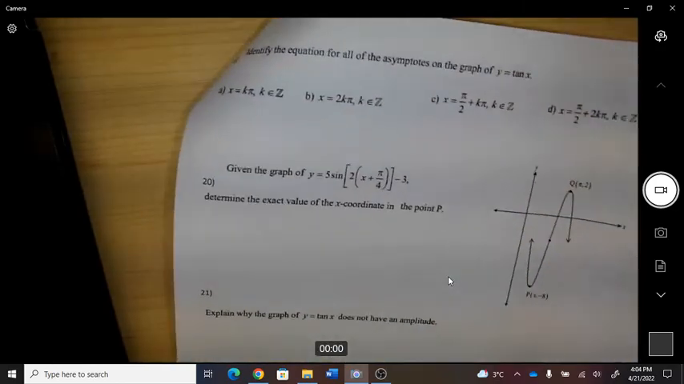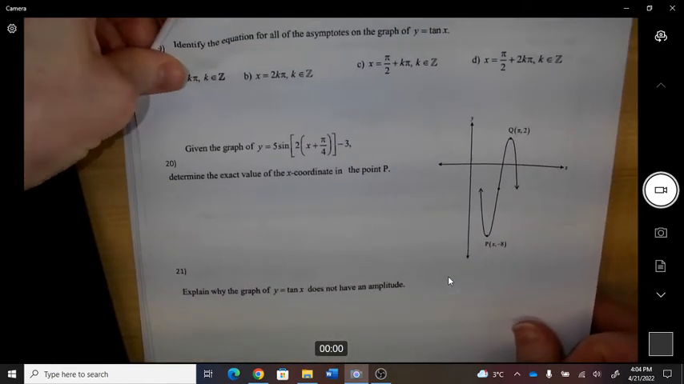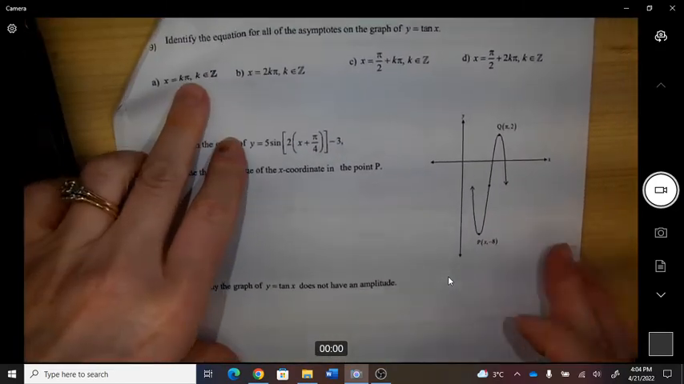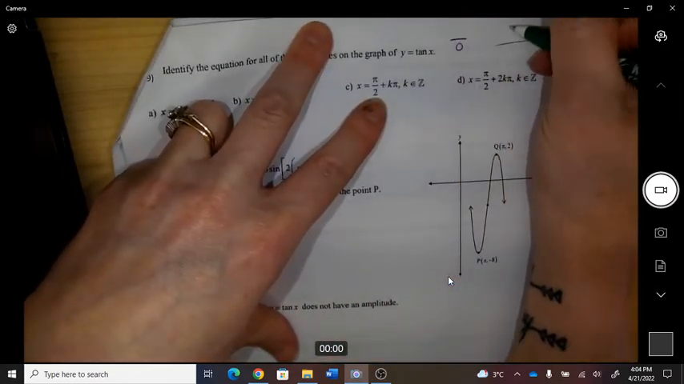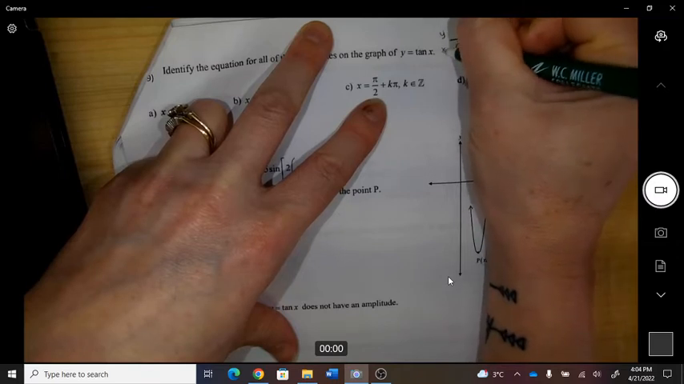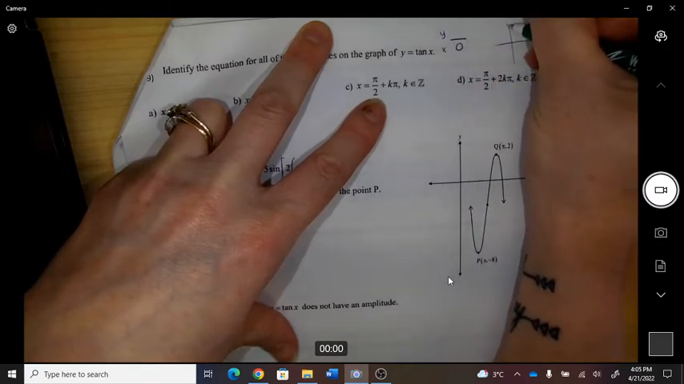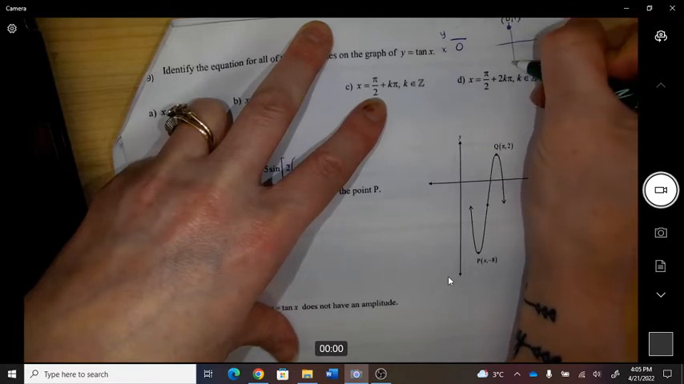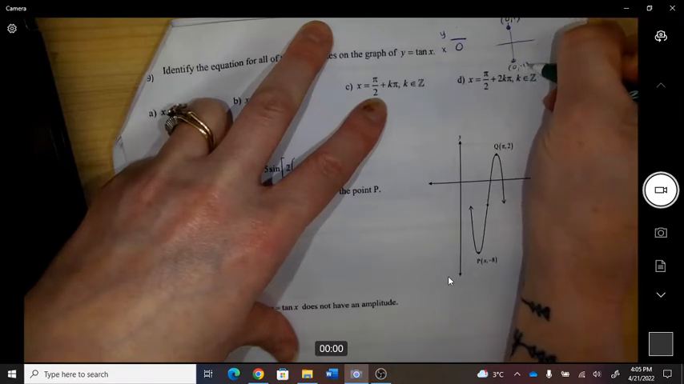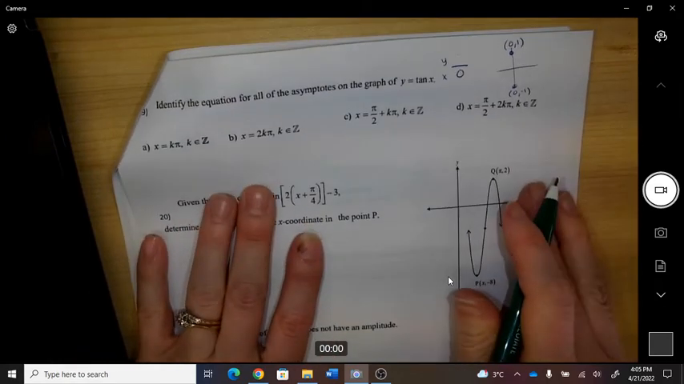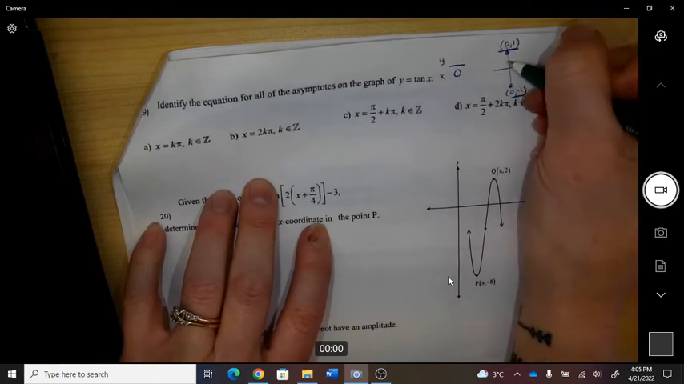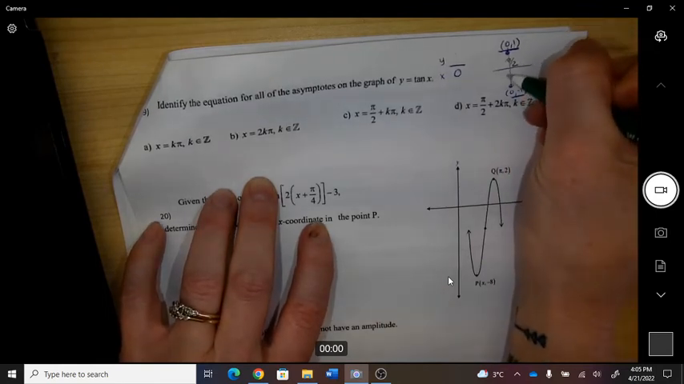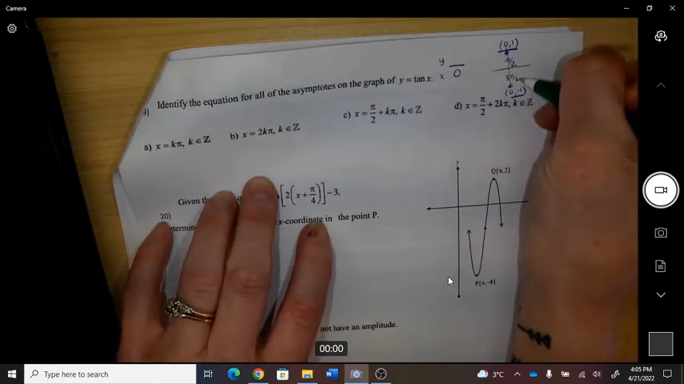Number 19. Identify the equation for all the asymptotes. So remember that tan, when you divide by 0, so y divided by x. So right here, on the unit circle, that is causing an asymptote. So this is a pi over 2, and this is a 3 pi over 2.